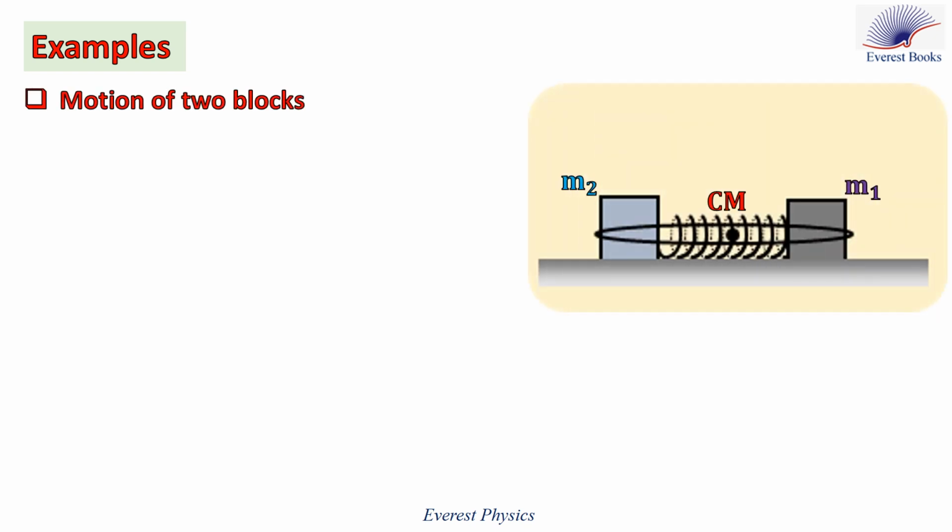Let's take some examples about the motion of the center of mass. In the adjacent figure, two blocks having masses m1 and m2 compress a light spring by means of a light string. The system is at rest on a frictionless horizontal table. Suddenly, the string gets cut and the blocks are ejected in opposite directions. What happens to the center of mass when the string gets cut?